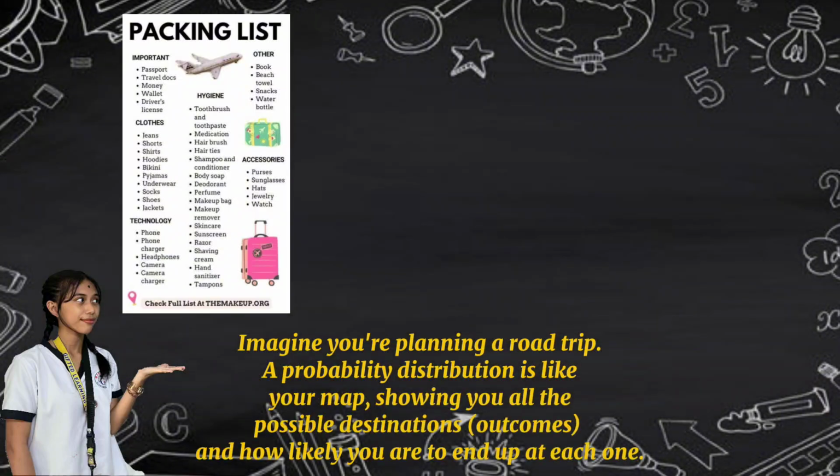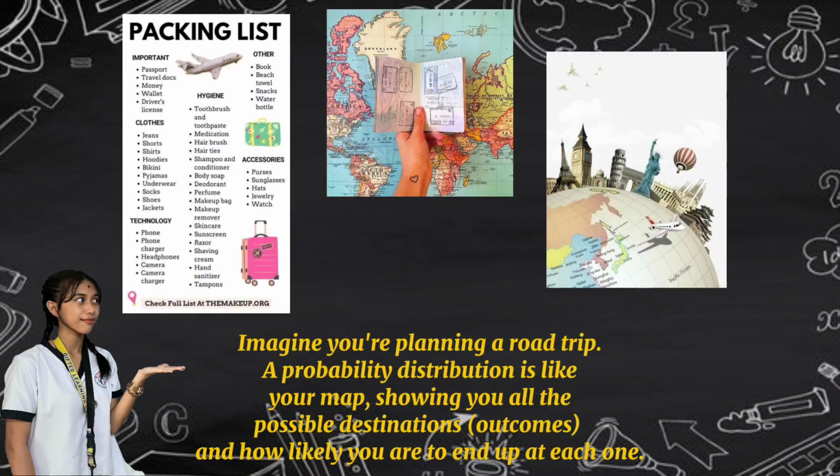Imagine you're planning a road trip. A probability distribution is like your map showing you all the possible destinations' outcomes and how likely you are to end up at each one.